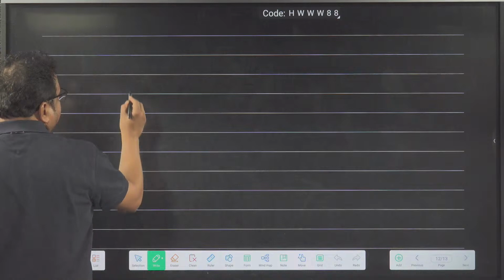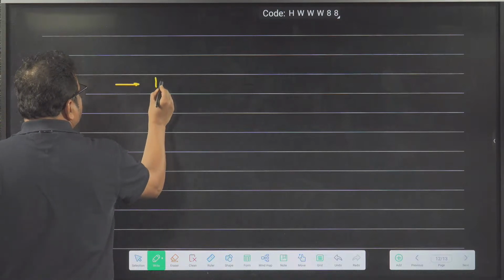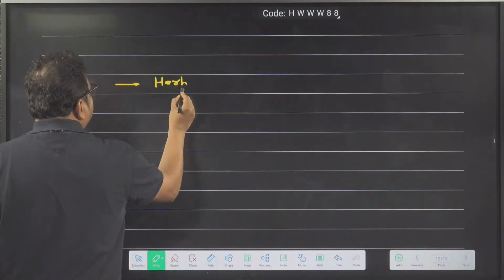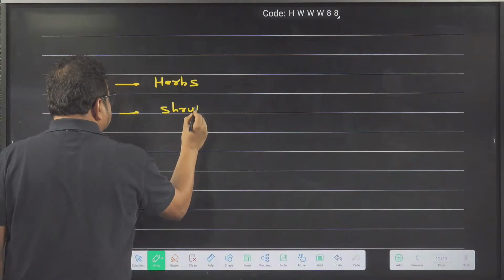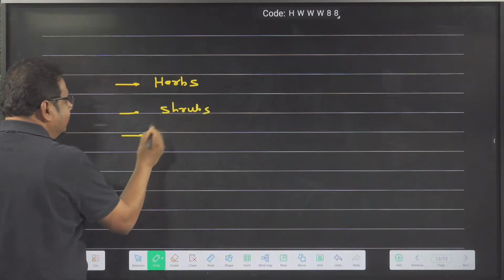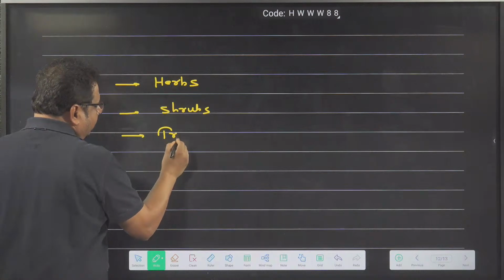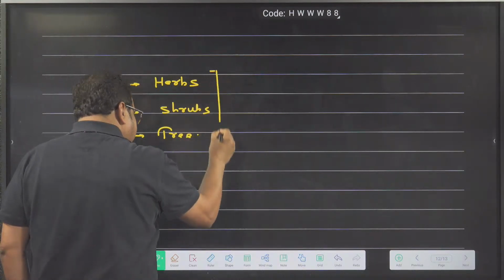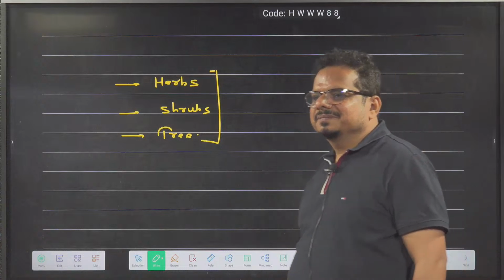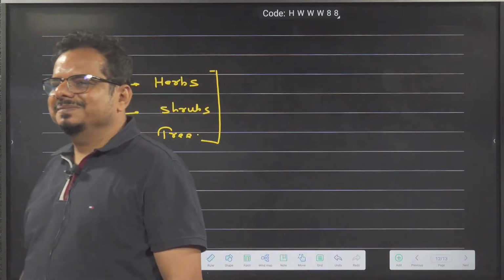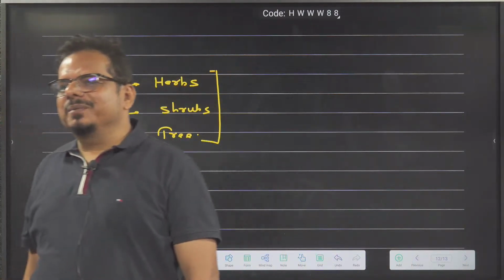Now I am just telling you about other terms which are going to be used: herbs, shrubs, and trees. See, 7th, 8th, 9th class we are dealing with today. But it is important. Can you differentiate between herbs, shrubs and trees? What is a herb? Give your input.